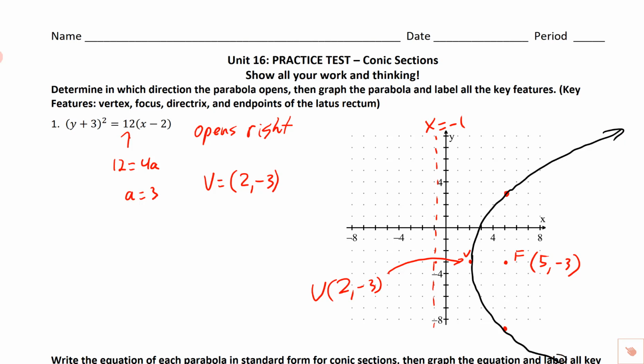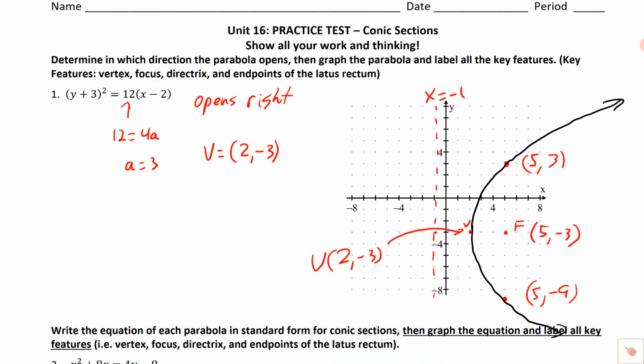So let me just finish labeling a couple of things here. I've got the directrix, I've got the vertex, and I've got the focus right here. Endpoints of the latus rectum, this would be 5. And then we're going to be up 3, so 5, 3. And then this is going to be 5. And we're down here. We went down another 6, so that's going to be at negative 9. Okay, so there's our graph fully labeled there.